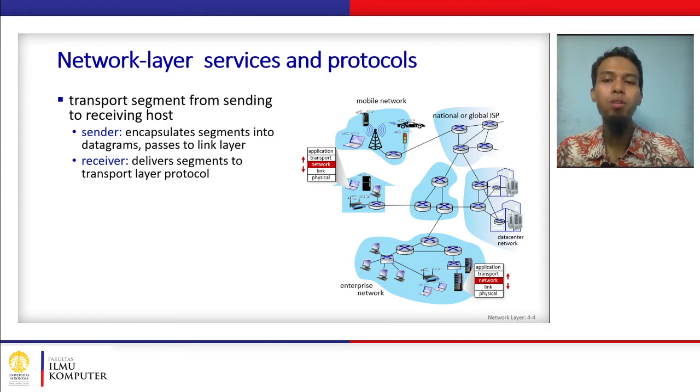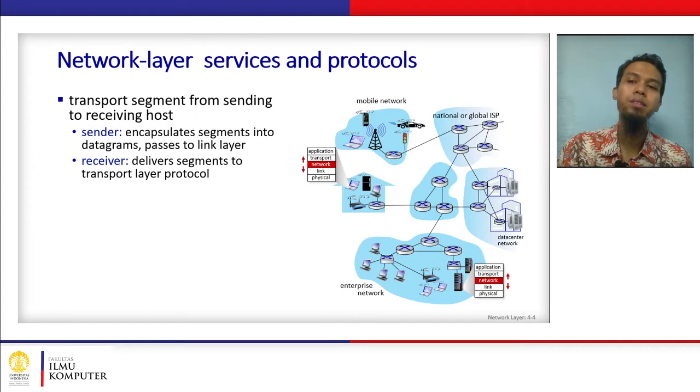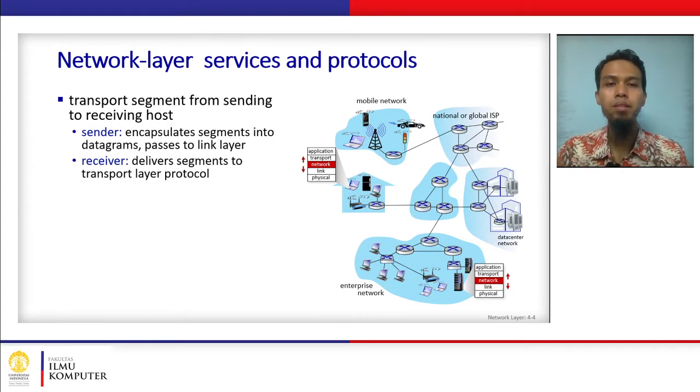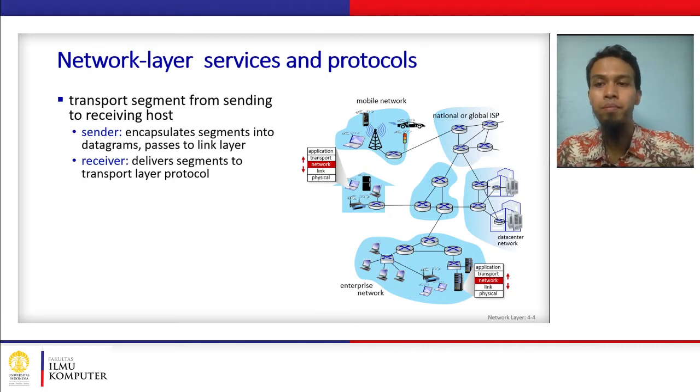Now when we talk about the interaction between the transport layer and the network layer, or let's say the lower layer, at the sender side, the sender encapsulates the segment. The segment is located at the transport layer, and we encapsulate it with the IP header, or network layer header, and it becomes a datagram. Datagram is a term used at the network layer, telling that this is the packet. So it becomes a datagram and then passes to the link layer, the lower layer. And the receiver delivers segments.